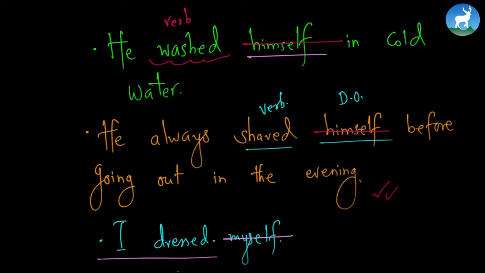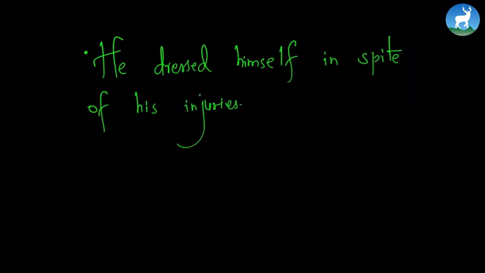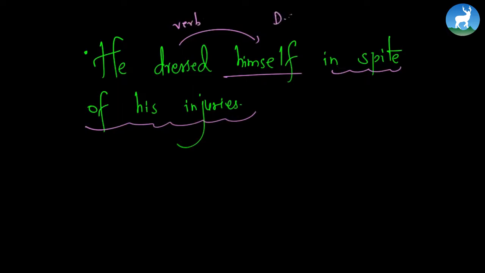But on a second note, if we are using a reflexive pronoun as emphasis, we do use these kinds of reflexive pronouns. How do we do that? Let's find out. So the first example is he dressed himself in spite of his injuries. So he dressed himself. The verb is here. The direct object is here. So we do need this reflexive pronoun, this direct object. Why? Because we are trying to give emphasis, or we are rather trying to emphasize. Since we are trying to emphasize, we should use this reflexive pronoun.